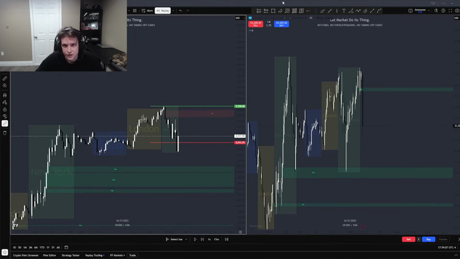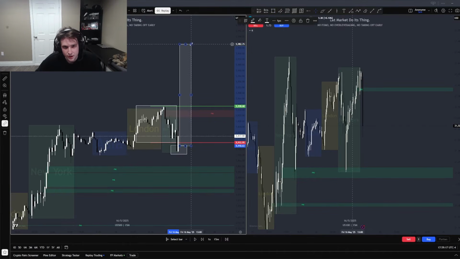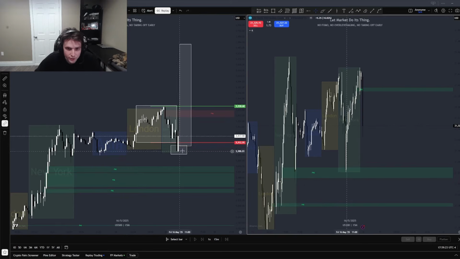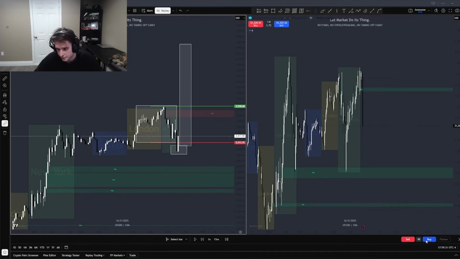What does that mean? That means you had your accumulation, like I had marked out before, and manipulation right here. Now we are expecting a distribution back to the buy side and higher. So I take a buy here, let's say. Realistically you would want to enter on your own criteria, but let's say you just set a buy right here. Buy. I am now in.